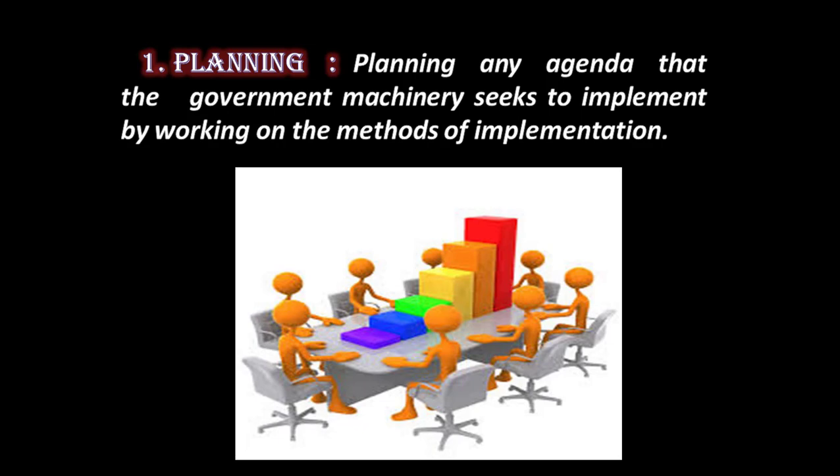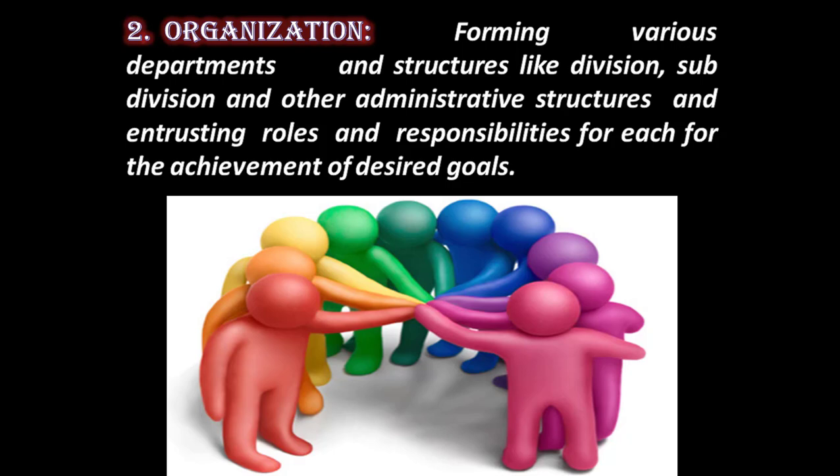So any kind of programs, functions, can succeed with proper planning. Without proper planning, we cannot expect any programs or functions to succeed. So planning makes a man perfect. Any program, any function, even government machinery seeks to implement by working on methods of implementation with the help of planning. O, organization. Forming various departments and structures like division, subdivision, and other administrative structures and ensuring roles and responsibilities for the achievement of desired goals needs to be the organization.